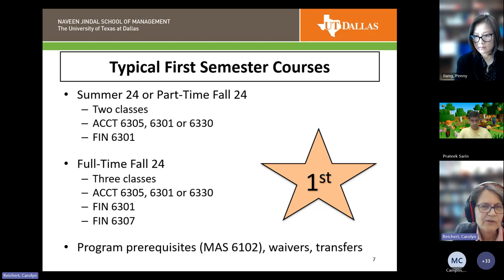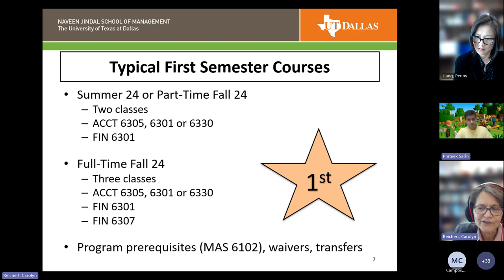If you have an accounting background and you want to stretch yourself a little bit, then you can look at accounting 6330, which is intermediate financial accounting. It actually has no prerequisites, oddly enough, but you have a choice. It's really completely up to you which one you do. But you want to take your accounting and your finance.